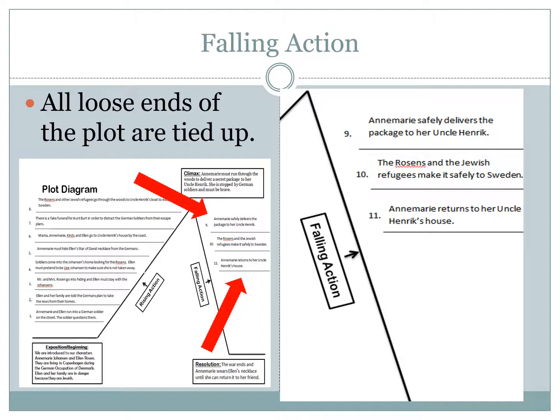Look at our example from Number the Stars. The falling action occurs when Anne-Marie safely delivers the package to Uncle Henrik. The Rosens make it safely to Sweden, and Anne-Marie returns to her Uncle Henrik's house.